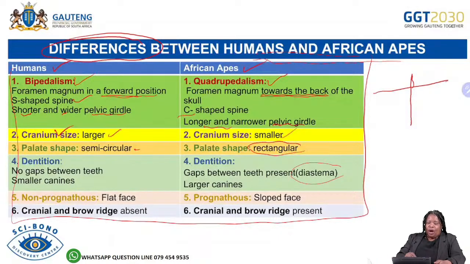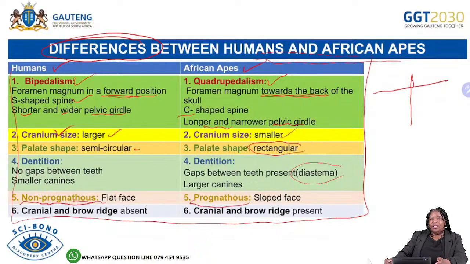And then let's talk about the face. Check your face, check your friend's face. We've got a flat face. With the flat face, scientifically we're saying we are non-prognathous. Talk about those words. They are not that big. Instead of saying flat face, say we are non-prognathous. But with the African apes, they have got the sloped face, meaning they are prognathous, right?